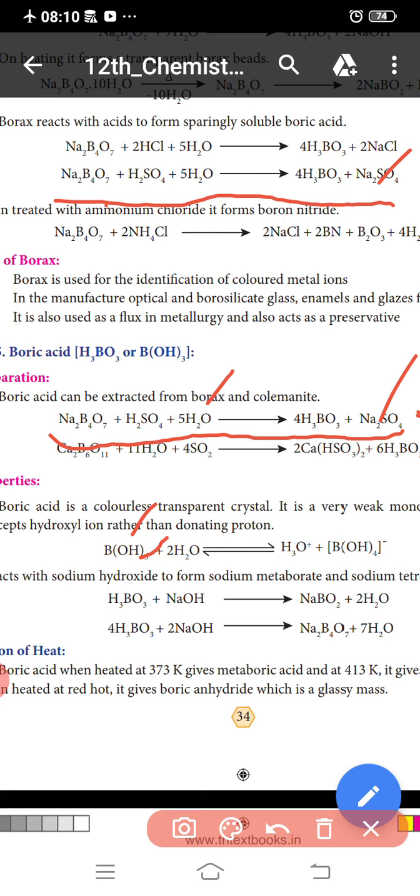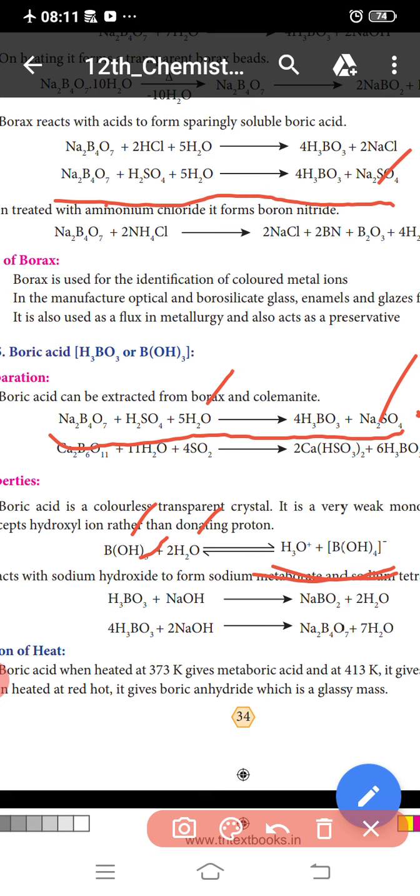It is a very weak monobasic acid and it accepts hydroxyl ions rather than donating protons. So the B(OH)3 adds to 2 molecules of water, giving H3O+ and [B(OH)4]−. Okay, these are the properties of boric acid.